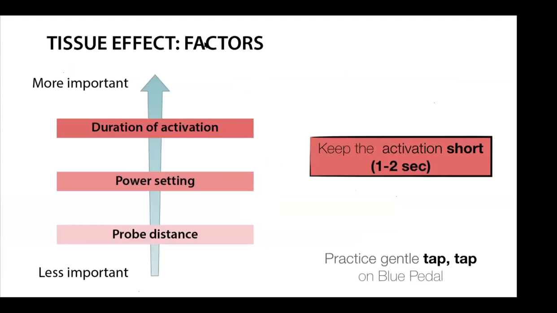Okay. So let's talk about it. How do we do this, right? How do we keep your activation very short? I think this basically boils down to practice the gentle tap tap on the blue pedal so that you have very little energy going in. It's very easy to put your foot on the pedal and see nice brown charring. That means you are damaging the deeper layers. So keep the activation short. Learn how to tap tap on the blue pedal.